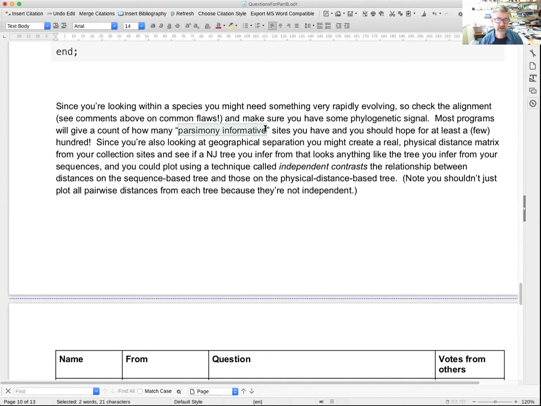For a site to be parsimony informative, it needs to have at least 2 sequences that have the same characters as each other, but different from everything else. So you need to be able to say at least these 2 taxa are different from those 2 taxa. It might be these 5 taxa are different from those 4 taxa. That's parsimony informative. And you want quite a lot of those. Ideally, you want 100 or a few hundred.